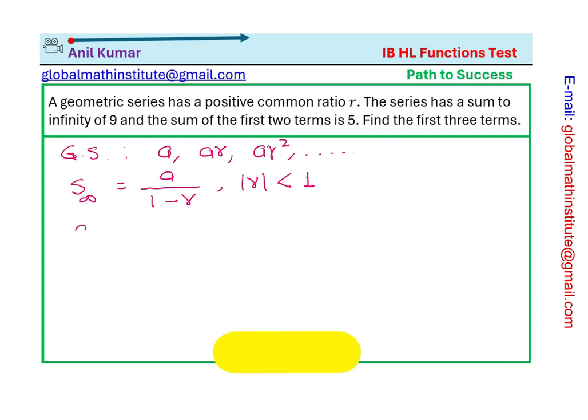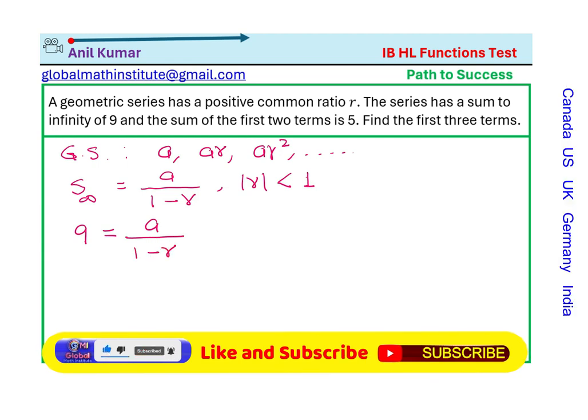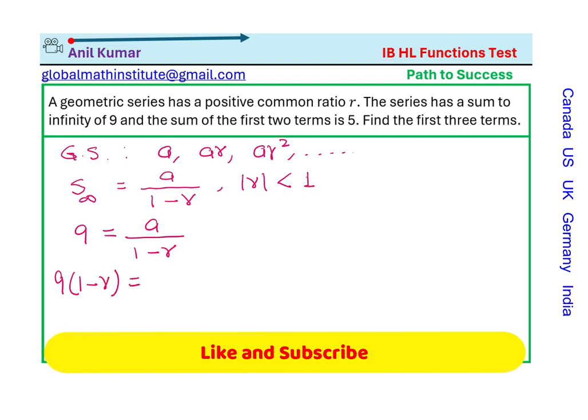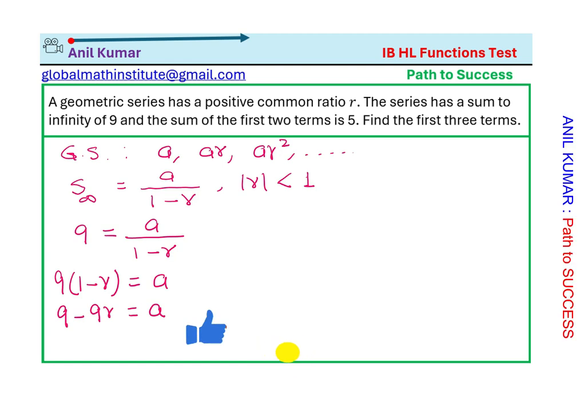We are given that the sum to infinity is 9. That means 9 is equal to a over 1 minus r. We can now cross multiply and relate a and r from the first condition given to us. So 9 times 1 minus r is equal to a. 9 minus 9r is a. So we have a relation right there. Now let's move on to the second condition given to us.